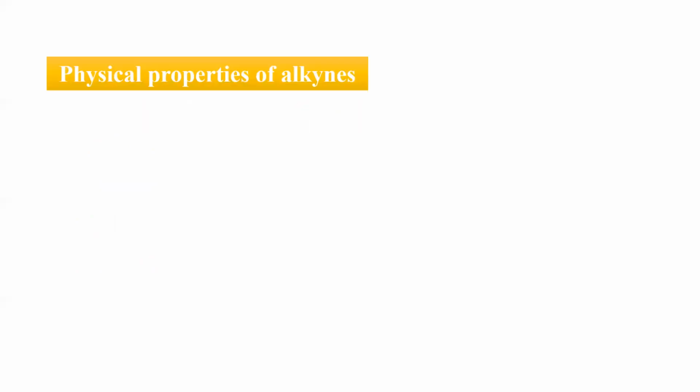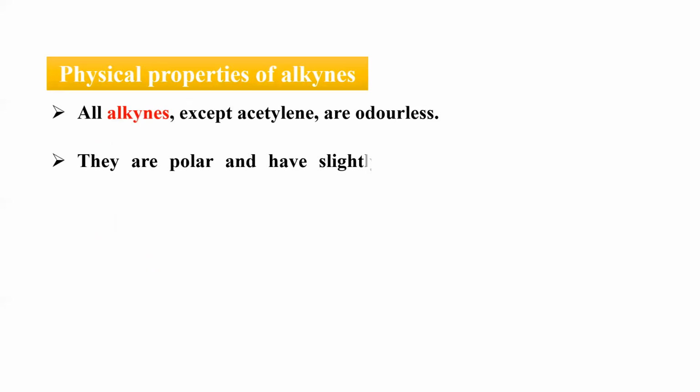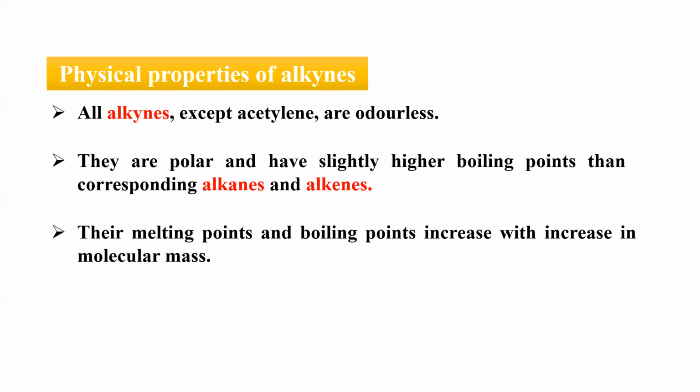Let's look at a few physical properties of alkynes. All alkynes except acetylene are odorless. So they do not have any smell, whereas acetylene has a peculiar smell. They are slightly polar and have slightly higher boiling points than the corresponding alkanes and alkenes.